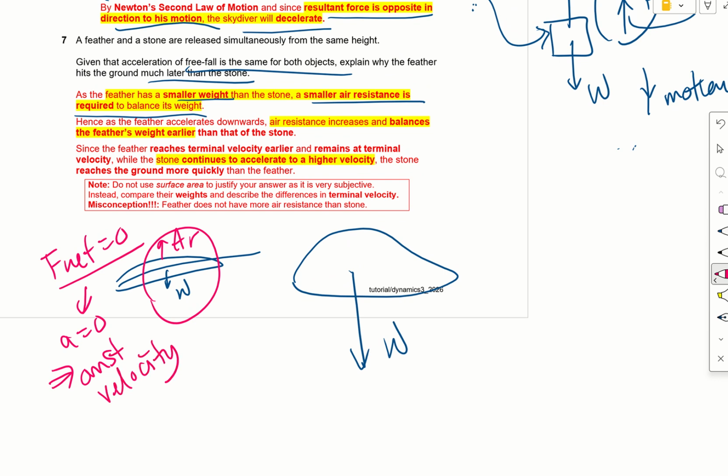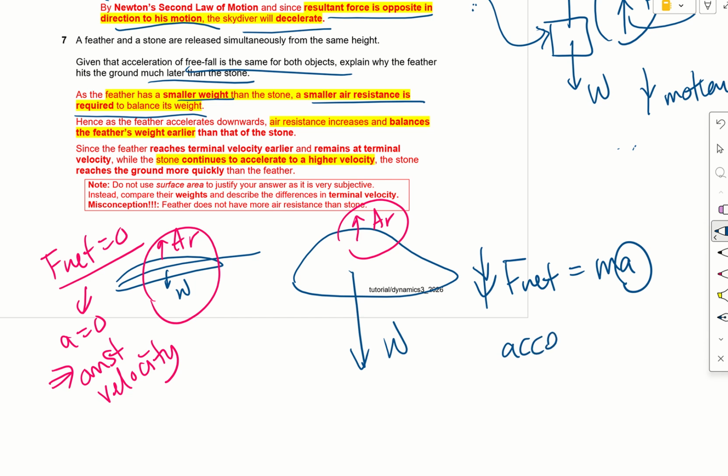So while the feather has its weight balanced by the air resistance, if we apply the same amount of air resistance to the stone, because they were both released at the same time, right? You see that the air resistance experienced by the stone is still lesser than the W, meaning that there will be an F net. There will be a resultant force downwards. And whenever there's F net, there will be acceleration. So the stone will still accelerate.